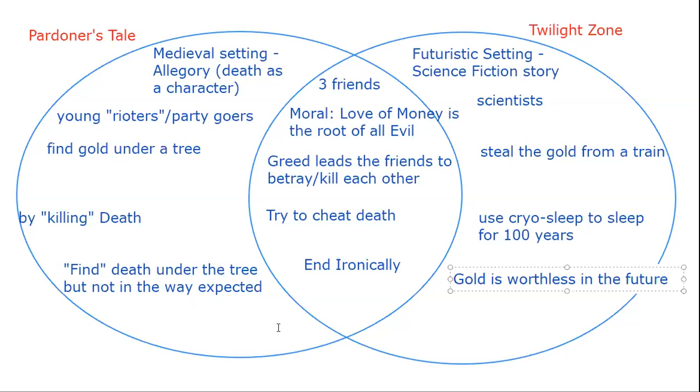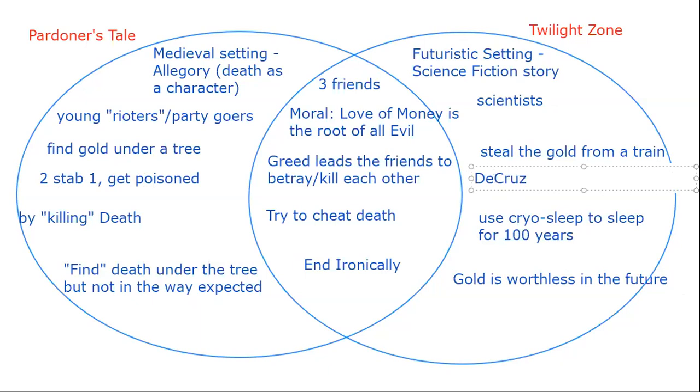There are also some differences in the way that they kill each other, and so you could get into some of those details about the fact that in this one, they stab the youngest one and then get poisoned. And in this one, DeCruz, the main character, runs over one, then gets killed by the third, and then the other guy dehydrates and dies. So there are some specific differences there. But really these overall differences should be enough for you to compose the paragraphs you need to compose.